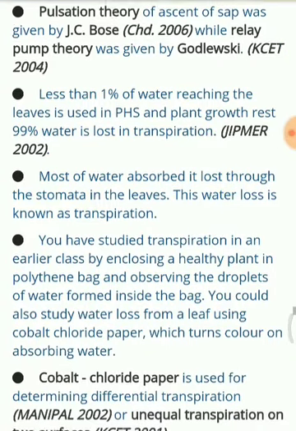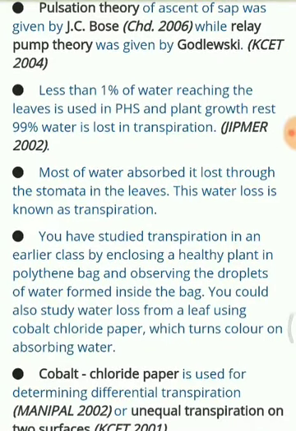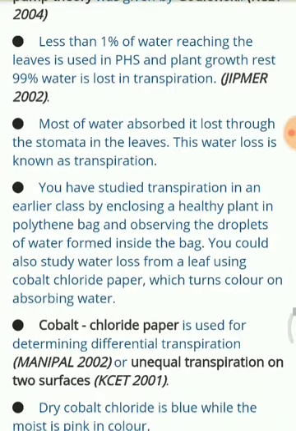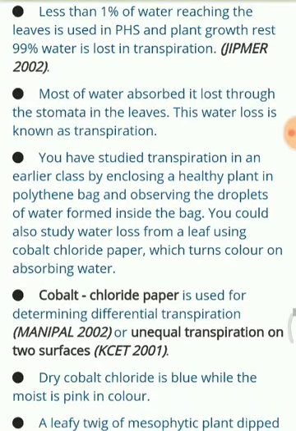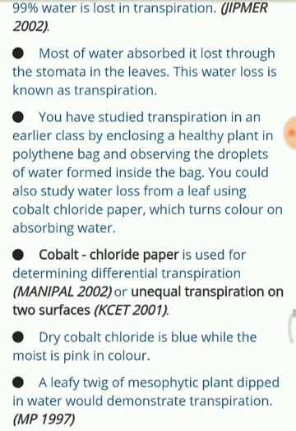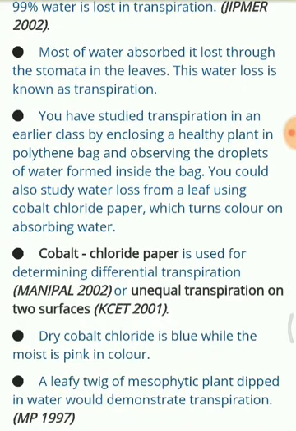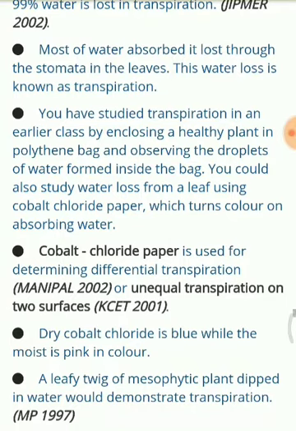Less than 1% of water reaching the leaves is used in photosynthesis and plant growth. The rest, 99% of water, is lost in transpiration. Most of the water absorbed is lost through the stomata in the leaves. This water loss is known as transpiration. You have studied transpiration in an earlier class by enclosing a healthy plant in a polythene bag and observing the droplets of water formed inside the bag.